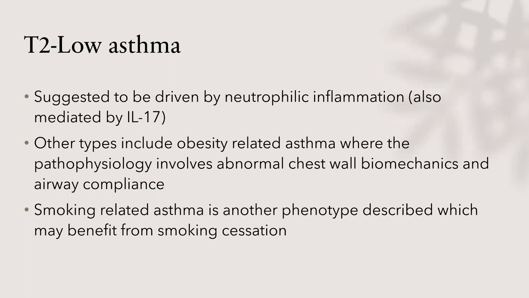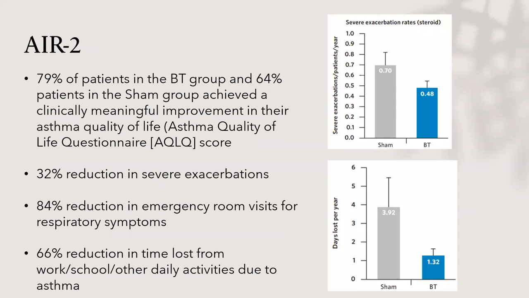One of the things I just wanted to plug in is the AIR-2 trial. This is also a study that is a different approach to severe uncontrolled asthma. These were again patients who had moderate to severe asthma. And when they did these bronchial thermoplasties in these patients, 79% of them versus 64% had better asthma quality of life scores. They had reduction in severe exacerbations. They had fewer emergency room visits, and they had less time lost from work, school, and other daily activities.